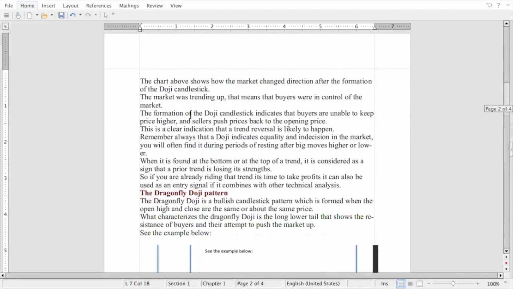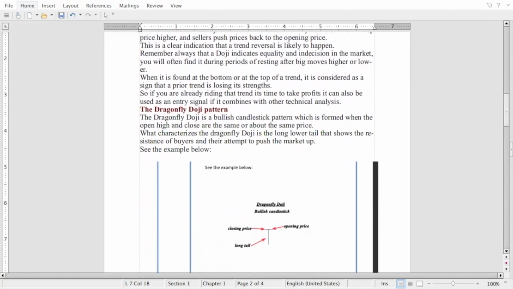And the most important thing is that you discover that now we are headed to the reversal, and you do what is necessary. The necessary thing is that you take your profit. Okay, so if you are already riding that trend, it's time to take profit.